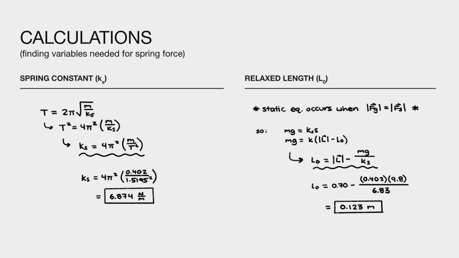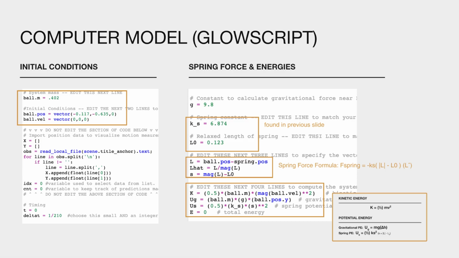Before inputting the collected data from Tracker into GlowScript, I first needed to determine two additional variables, spring constant and the relaxed length of the spring. These are needed to calculate spring force. Knowing the equation for oscillation period, I was able to rearrange and solve for the spring constant, which can then be used to solve for relaxed length, knowing that static equilibrium of the system occurs if spring force is equal to gravitational force. Here on the left, you can see that I used the initial position, velocity, and given mass from before to set the initial conditions for the code.